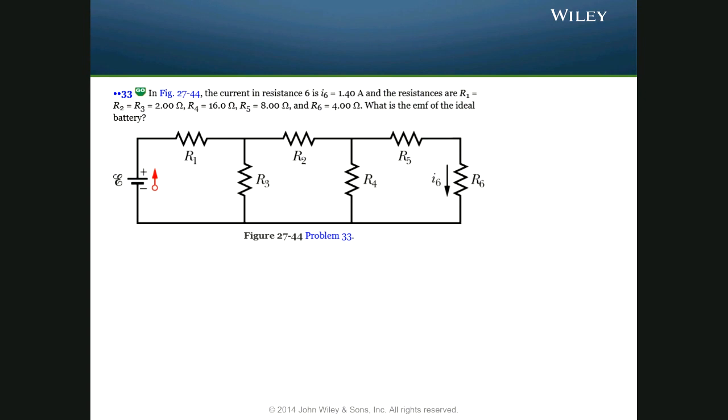So I wanted to pick a homework problem that I thought might be fun. And it's very similar. So you'll notice the current in resistance 6 is 1.4 amps. And the resistances are R1 equals R2 equals R3 equals 2 ohms, R4 equals 16 ohms, R5 equals 8 ohms, and R6 equals 8 ohms. So we want to know what is the EMF of the ideal battery. So we want to solve for this EMF. Okay?